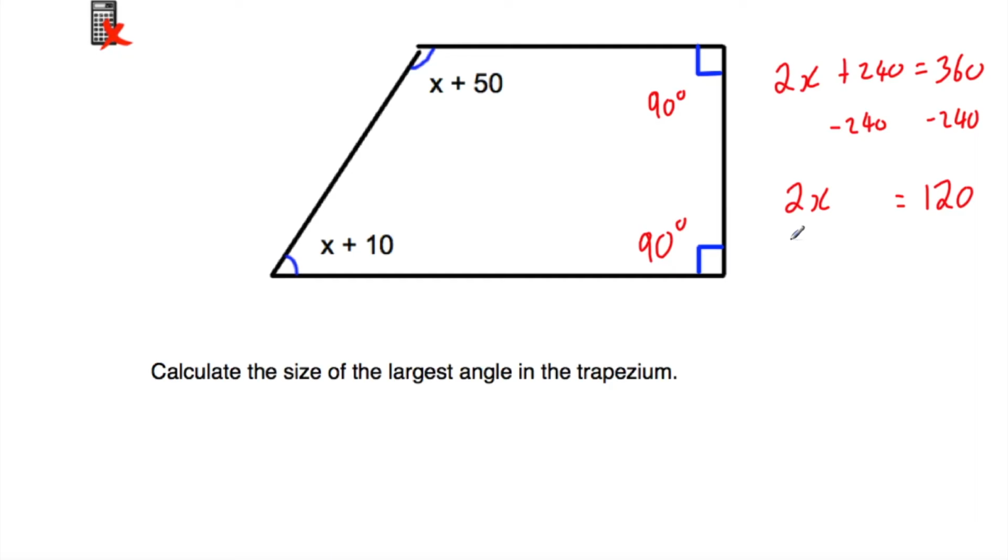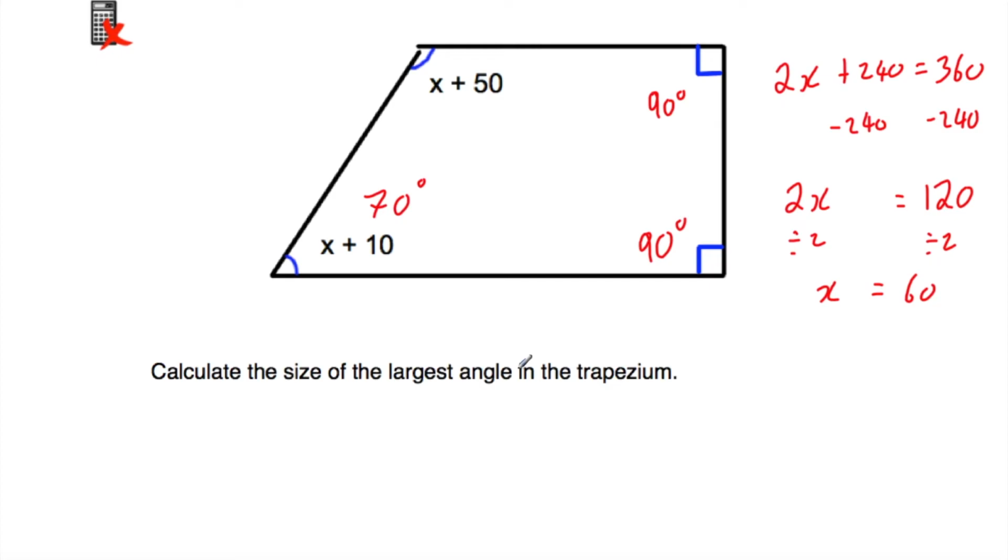We want to find out what x is, so let's divide by 2 and divide by 2. So 2x divided by 2 is equal to x. And on the right hand side, we've got 120 divided by 2, that's equal to 60. So x is equal to 60 degrees. So now we know that x is equal to 60 degrees, we can find the size of each angle. So this is 90, that's 90. x plus 10, that's going to be 60 plus 10, that's 70 degrees.